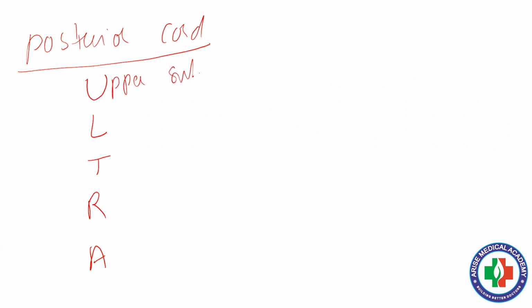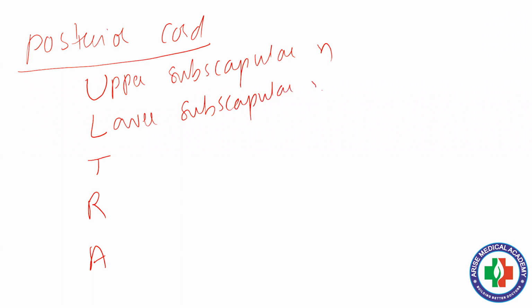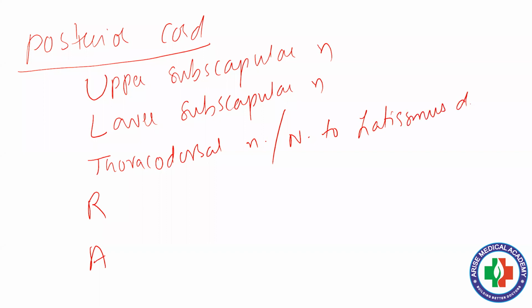Upper subscapular nerve, lower subscapular nerve, thoraco-dorsal nerve. Thoraco-dorsal nerve is also called the nerve to latissimus dorsi. Radial nerve, and axillary nerve. So upper subscapular, lower subscapular, thoraco-dorsal nerve, also called the nerve to latissimus dorsi, radial nerve, as well as axillary nerve. So ultra, some people learn it as lunar also.